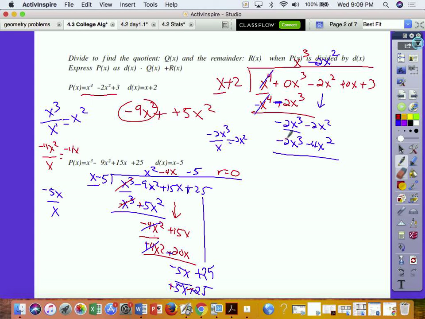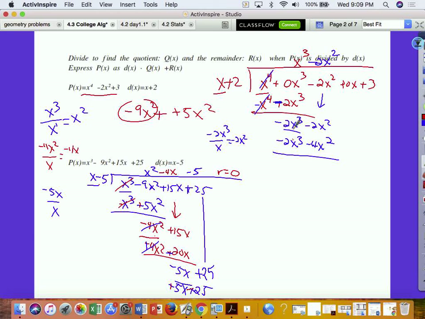We have to subtract these now. So this is going to be a 0 when I subtract them by switching the sign and adding, switching the sign and adding. So it was negative 2x squared minus a negative 4x squared. So that's negative 2x squared plus 4x squared. Bring down the 0x. Divide the front term by the front term. 2x.